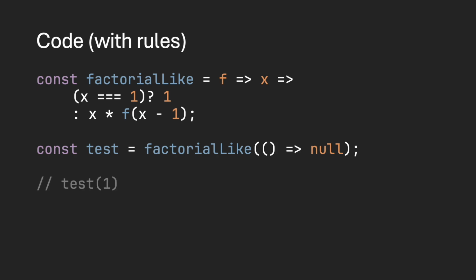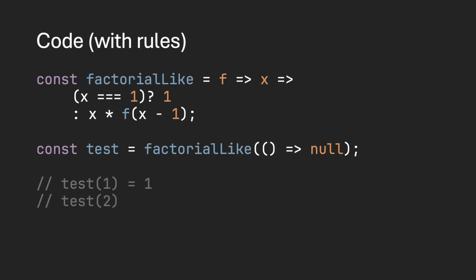Now what happens when we run our test function on the value 1? This will expand into the factorial-like function of our function that does nothing and 1. 1 is equal to 1, so our factorial-like function returns 1, as it should. Test of 1 is equal to 1, which means test works for finding the factorial of 1.